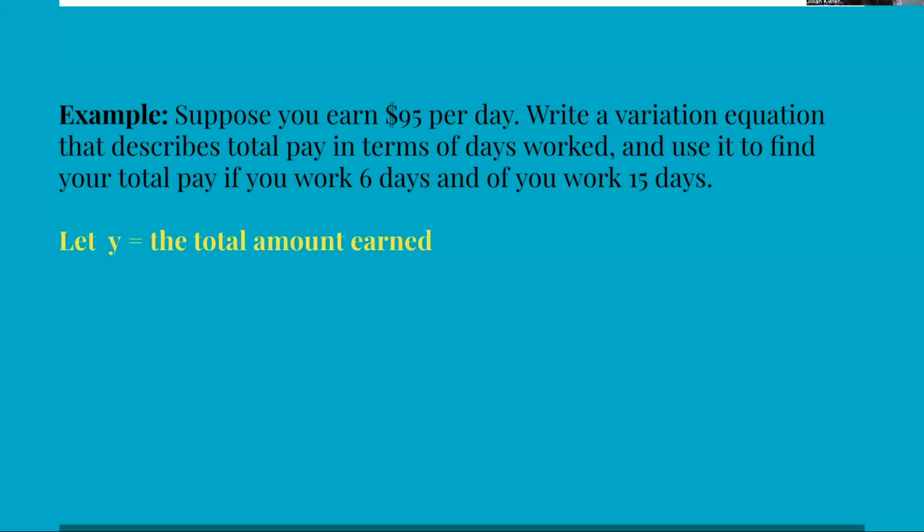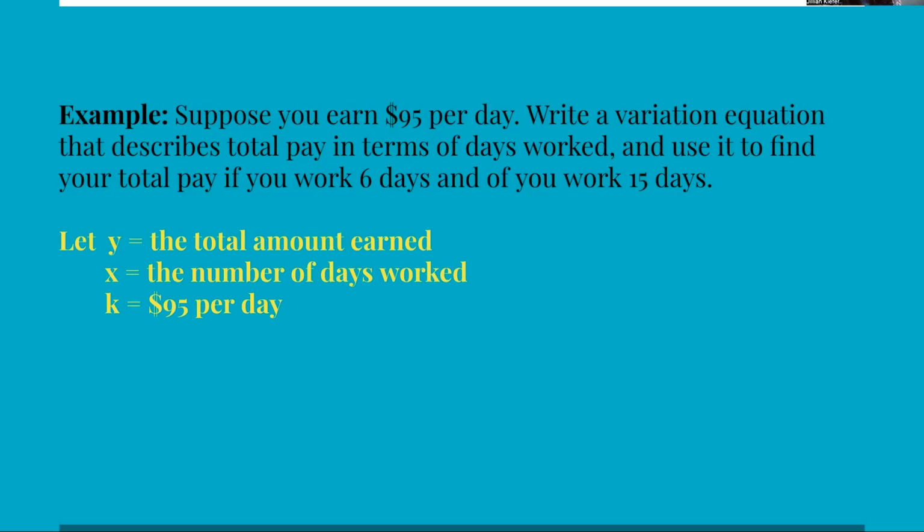So we're going to let y equal the total amount that you earn. Then we're going to let x equal the number of days that you work. And our constant of proportionality is 95. Now, at this point, we didn't actually explicitly say if this was direct or inverse. So we want to look at our problem again.